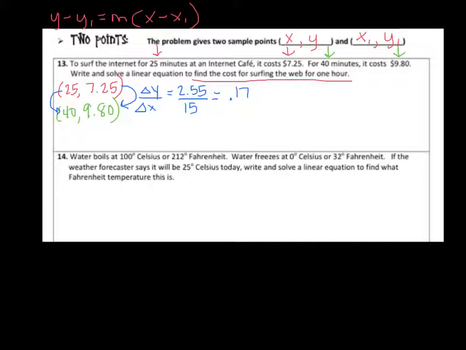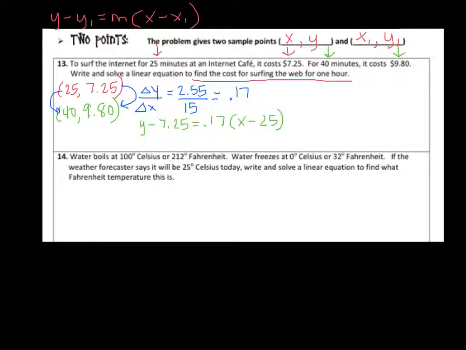Okay, all right, then from there I'm going to go ahead and just use one of my points. It doesn't matter. You can choose to use this point or you can choose to use this point. You should get the same answer either way. I'm going to use the 25, 7.25 in my equation. So I'm going to do y minus 7.25 equals my slope, which in this case is 0.17, times x minus 25. And I'm getting this information from that first ordered pair.